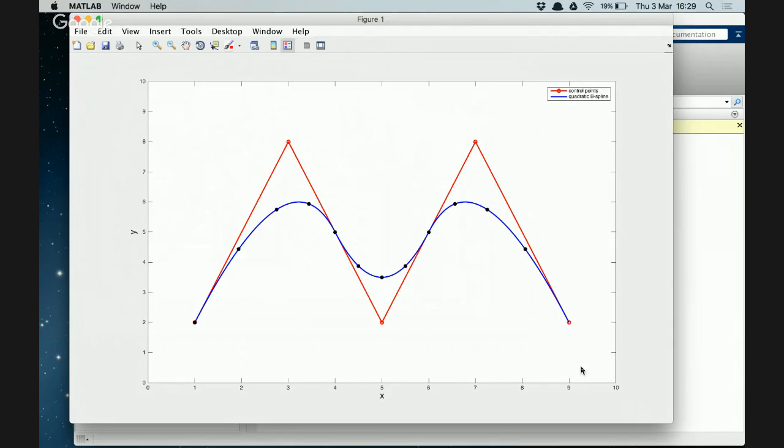Right, so just to bring out the solutions there. It's just a load of matrix multiplication, both Bezier curves and B-splines, very similar. B-splines are just lots of Bezier curves joined together.